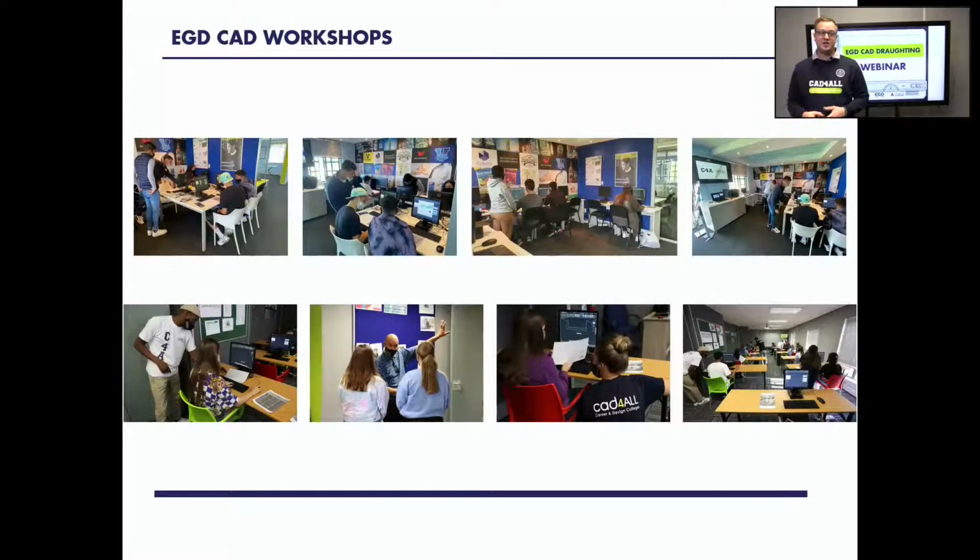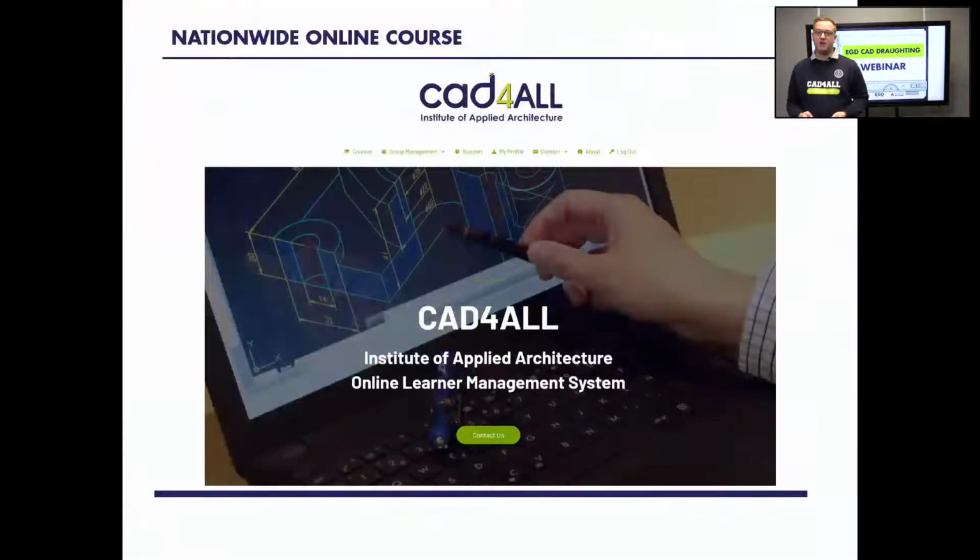So what you can see here is some of the students busy training on the CAD software at our EGD CAD workshops. What happens here is the students come in for an hour-and-a-half slot. They get an idea of the software. They get to draw some simple shapes. They draw a little simple plan. And afterwards, they go and enroll into the third leg or the third branch of the EGD CAD Academy, which is our online nationwide course.